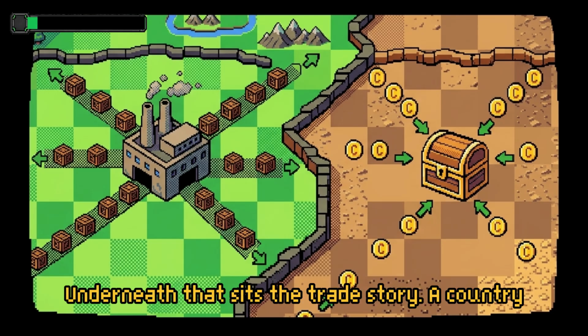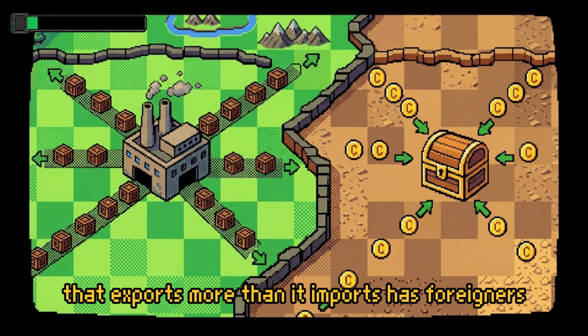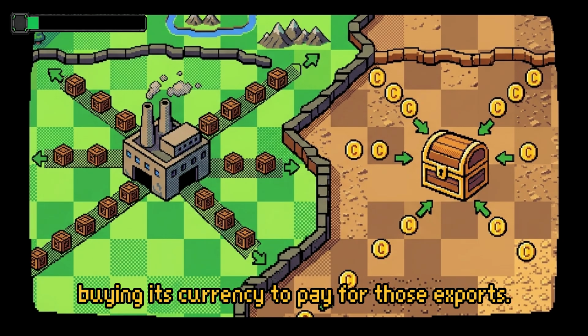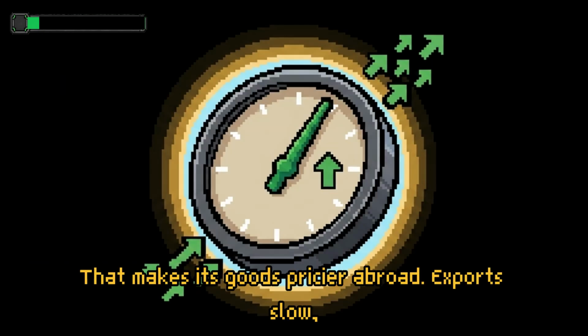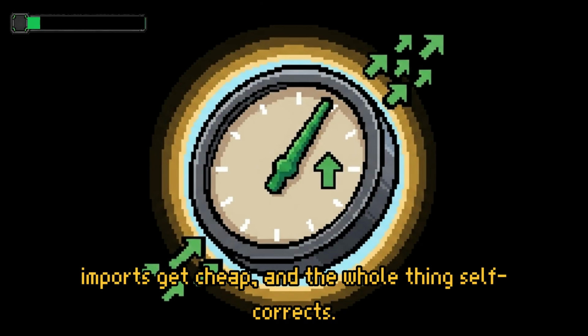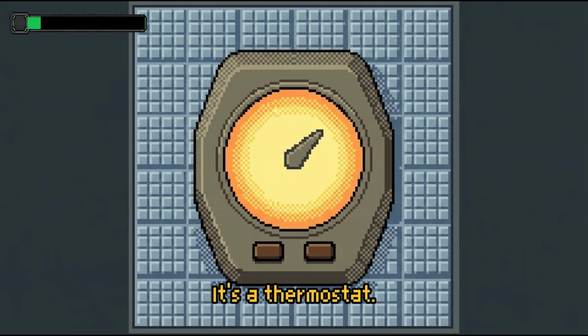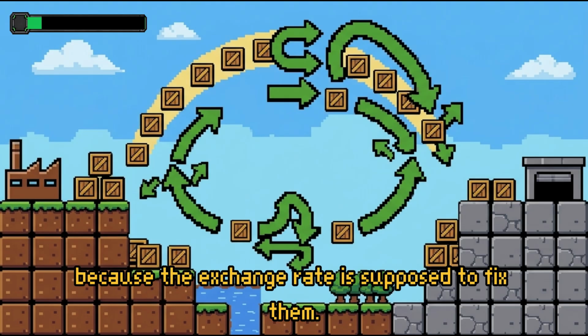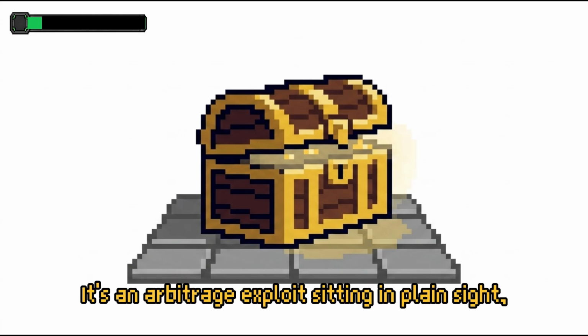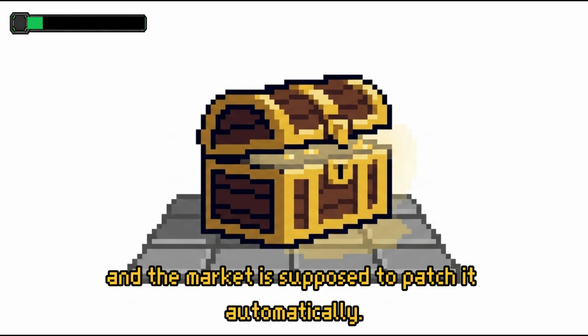Underneath that sits the trade story. A country that exports more than it imports has foreigners buying its currency to pay for those exports. Demand rises, the currency appreciates. That makes its goods pricier abroad, exports slow, imports get cheap, and the whole thing self-corrects. It's a thermostat. Trade imbalances are supposed to be temporary because the exchange rate is supposed to fix them. It's an arbitrage exploit sitting in plain sight, and the market is supposed to patch it automatically.